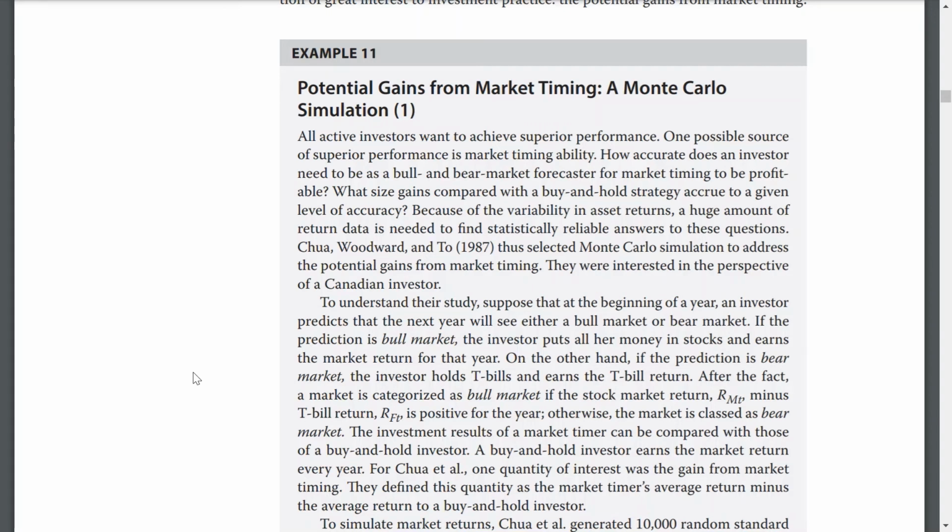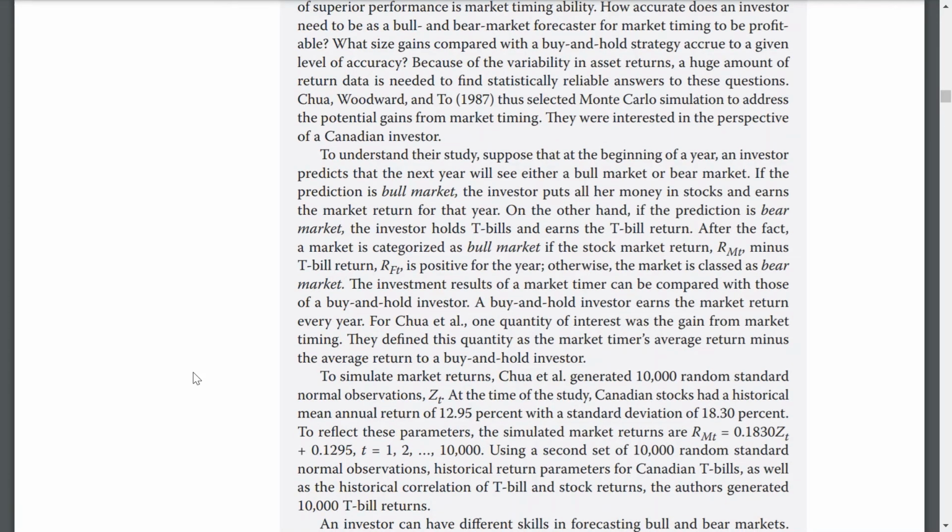Because of the variability in asset returns, a huge amount of return data is needed to find statistically reliable answers to these questions. Chua, Woodward, and To thus selected Monte Carlo simulation to address the potential gains from market timing. They were interested in the perspective of a Canadian investor. To understand their study, suppose that at the beginning of a year, an investor predicts that the next year will see either a bull market or a bear market. If the prediction is bull market, the investor puts all her money in stocks and earns the market returns for the year.